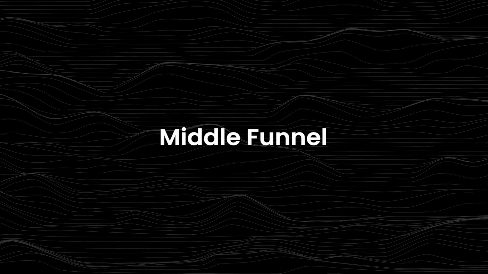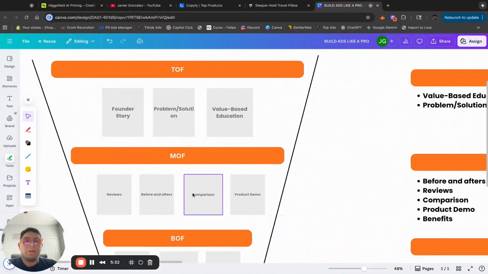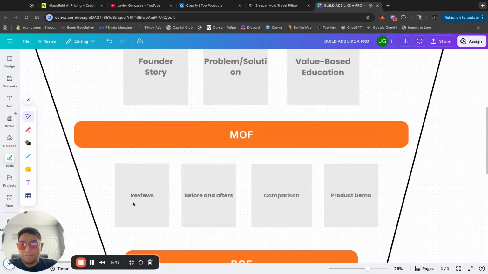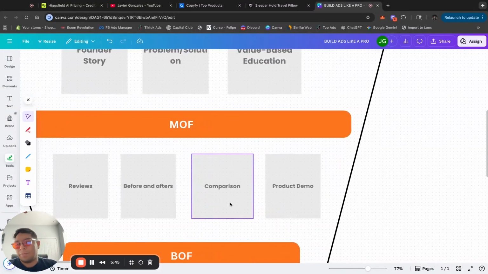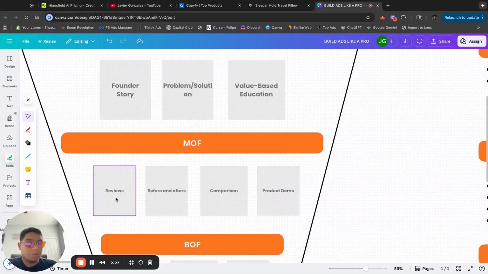Then you go to middle of funnel. These are people who already know who you are. They've already seen you before. So what type of content, what type of format works for this type of people? Reviews, before and afters, comparisons, product demos. That really works. Like someone using your product, you comparing this brand with your brand, your reviews, like UGC content, a creator just talking about your product, how it helps, how it works, if it was beneficial for them, that type of stuff.